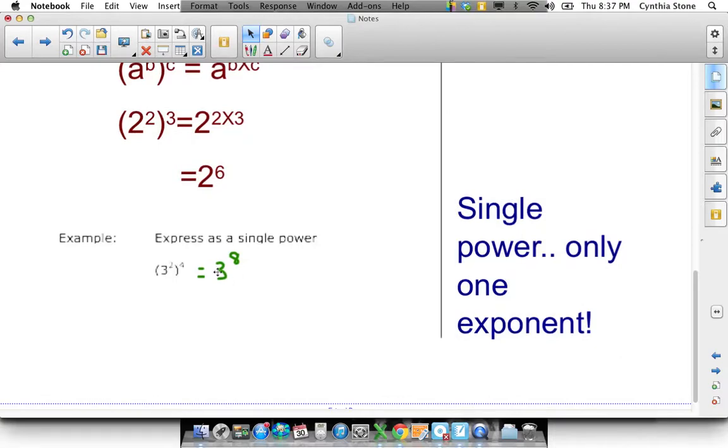Okay, this example expresses a single power then. 3 to the 2 to the 4, right? So again, all it just means is 3 to the 2 times 4, which is 8. Again, single power is just one exponent. Okay?